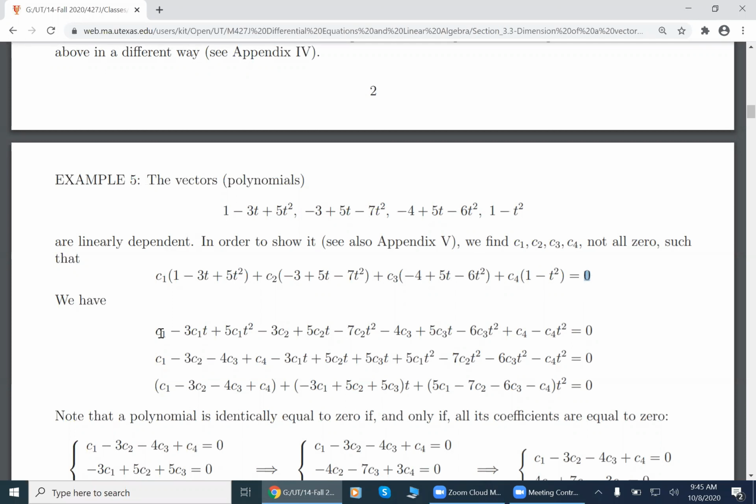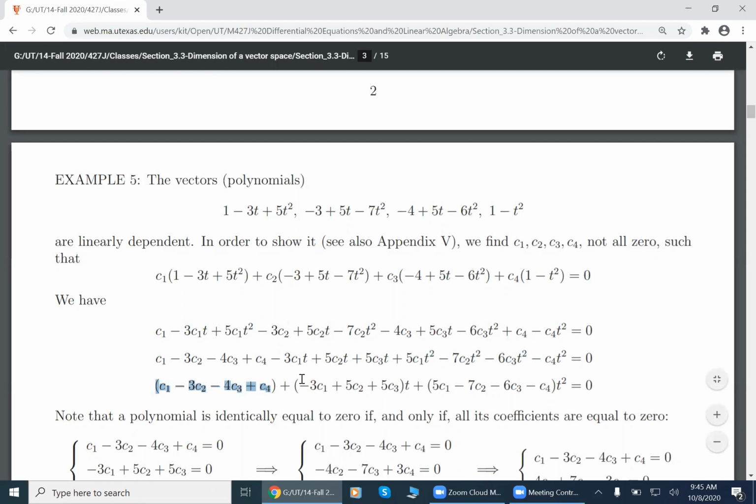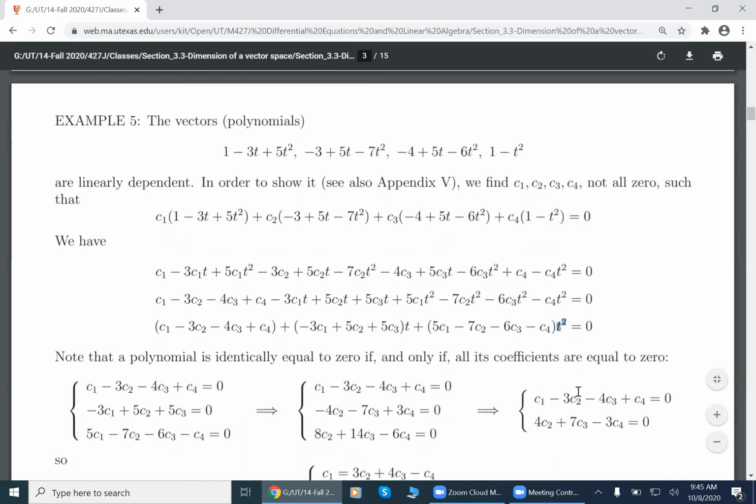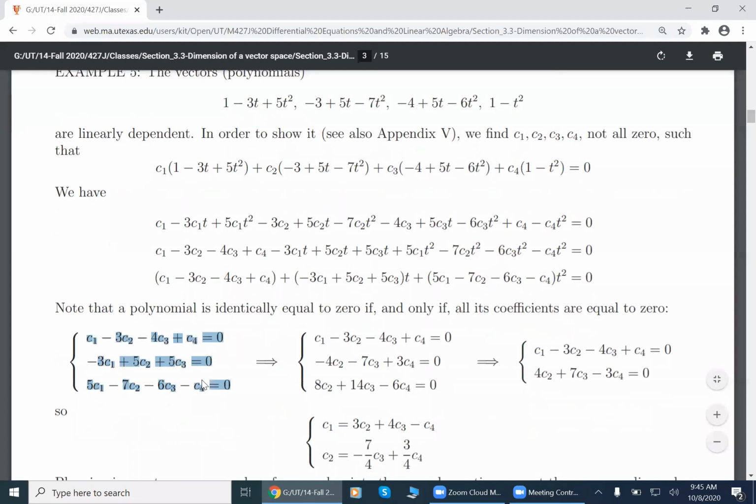So here's what we do. Step 1, expand parentheses and then group together non-t terms, t terms, and t-square terms. Then put parentheses over here, factor out t over here, done, and factor out t-square over here, done. Next, a polynomial is identically equal to 0 if and only if each coefficient is equal to 0, which gives us this system of linear equations.